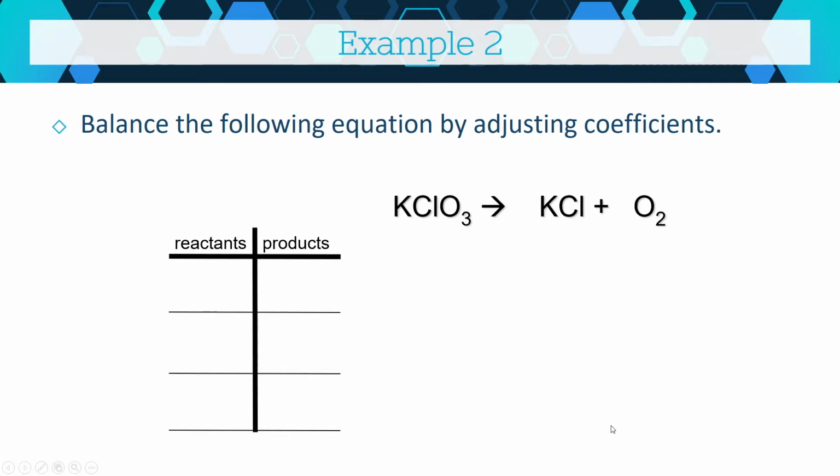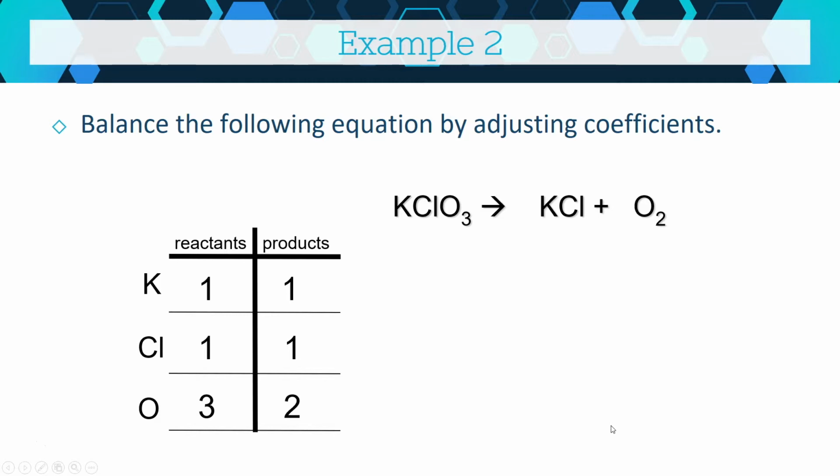So let's go through our table again. It's a little bit bigger because we've got 3 elements this time. We've got K, Cl, and O. We're going to go through, we've got 1 potassium, we've got 1 chlorine, and we've got 3 oxygen on our reactant side. On our product side, we have 1 potassium, 1 chlorine, but only 2 oxygen. So we're going to have to go through and work this one out.